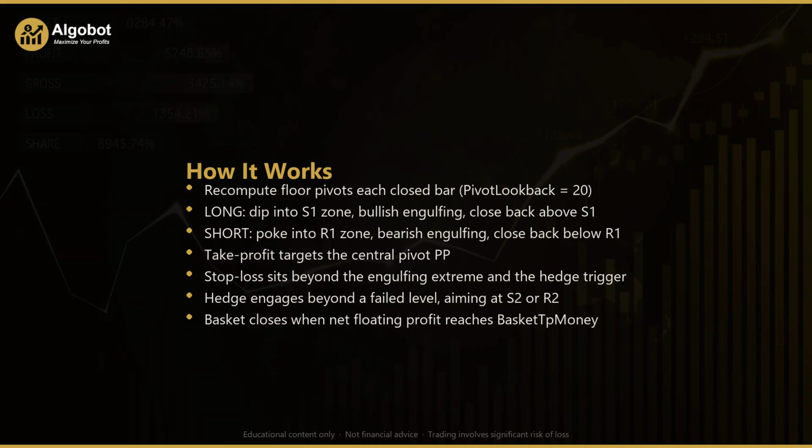That hedge is the signature mechanic. While the base position is open, if price travels a set fraction of the pivot range beyond the level it faded, meaning the level has clearly given way, the strategy opens an opposite breakout position aimed at the next pivot, S2 for a failed support or R2 for a failed resistance. Finally, once both positions are live, the whole basket is closed the moment net floating profit reaches the BasketTpMoney value. Per position stops cap the risk on each leg, which is how the strategy manages that fade then run scenario.